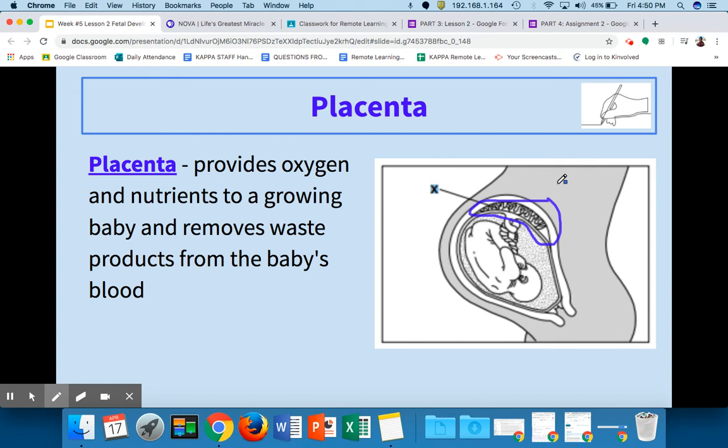And we know from a previous unit what happens when there's a foreign invader inside of your body. Your immune system would attack it. So if the blood were to mix and the mother and the baby had incompatible blood, the mother's immune system would actually attack the baby. And that could be detrimental for both mother and baby.